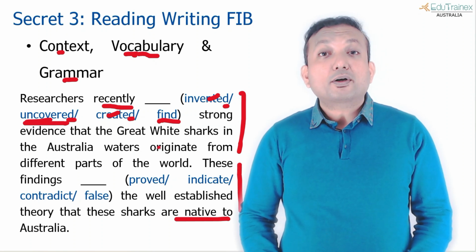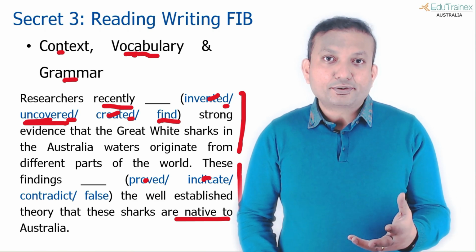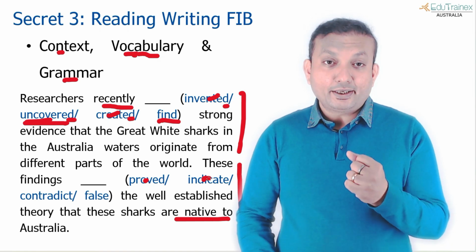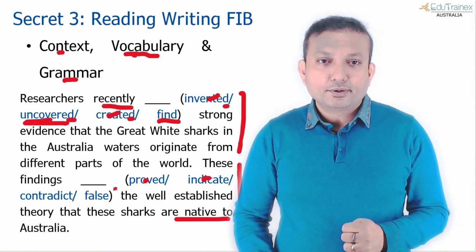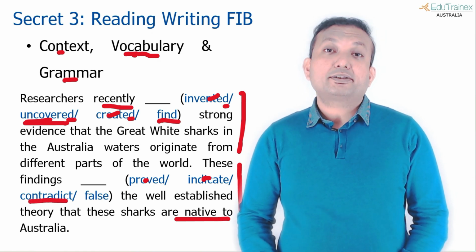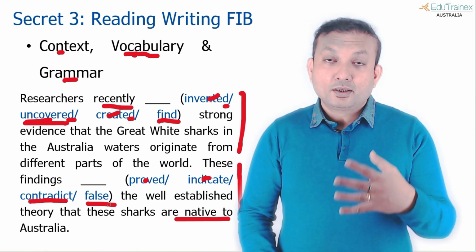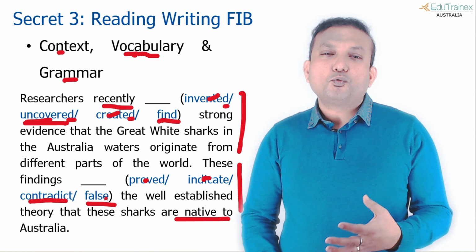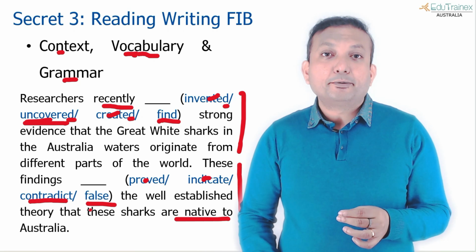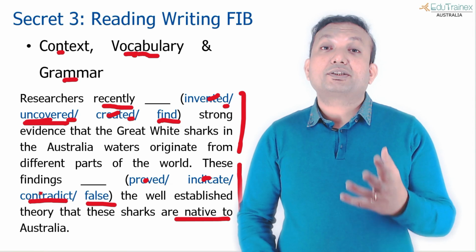So now I understand that they are talking about the opposite sides. So proved, indicate, these are on the positive side. But it is not talking about the positive side, it is talking about the opposite side. Okay, if I said positive by mistake, excuse me for that. But what I mean to say is, it's talking about the opposite side. So contradict and false are the two words that are talking about the opposite side. Now see the usage. These findings false the well-established theory. Not used in the correct way. Falsify could have been a better word. So contradict is the best word that fits the meaning, fits the context, fits the grammar.